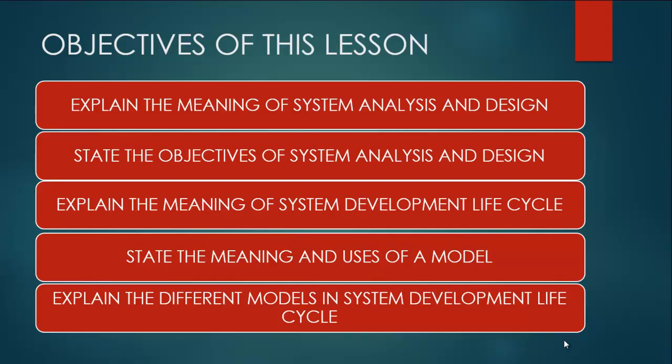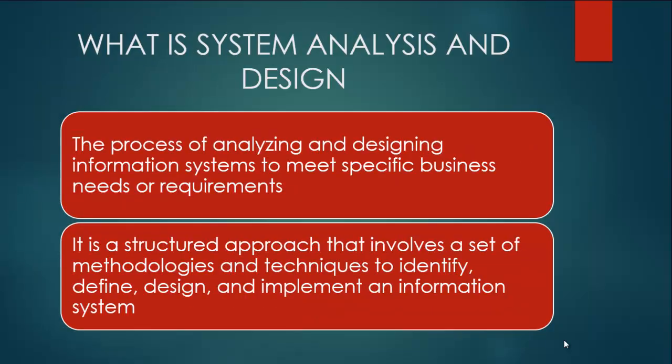So we go to the very first objective, the meaning of system analysis and design. Permit me to let you know that several definitions have been advanced when it comes to system analysis and design. But in this class, we are going to give a rundown of some of the definitions. So system analysis and design can be defined as the process of analyzing and designing information systems to meet specific business needs or requirements. It can also be defined as a structured approach that involves a set of methodologies and techniques to identify, define, design, and implement an information system.